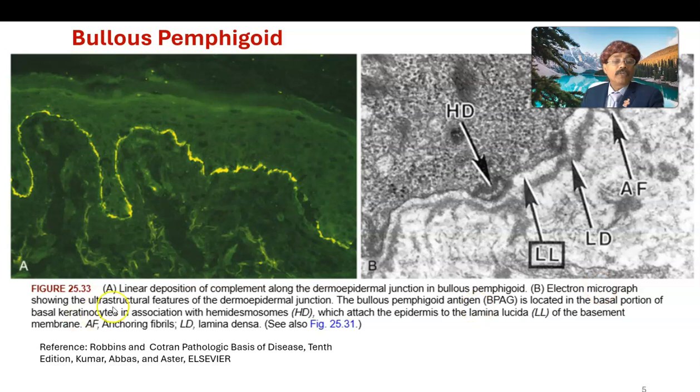Electron micrographs showing ultrastructural features in the dermoepidermal junction. The bullous pemphigoid antigen is located in the basal portion of the basal keratinocyte in association with the hemidesmosome. This is the hemidesmosome, which attaches the epidermis to the lamina lucida of the basement membrane.